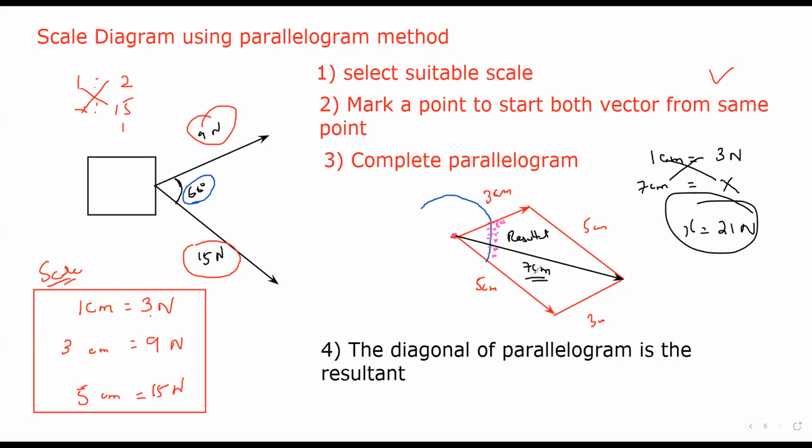So I will do another example. We have two vectors. One is 100 Newton. Another one is 150 Newton.